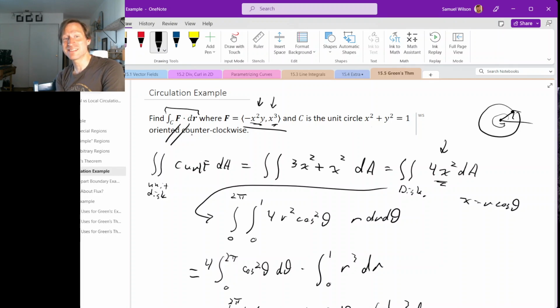And in many cases, if the region isn't too complicated, switching to the double integral is easier. It's not always easier, but sometimes it's easier anyway. Let's look at one more example.